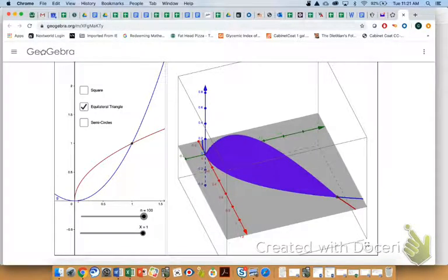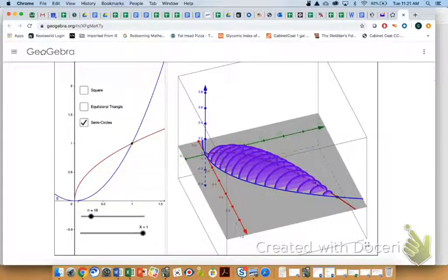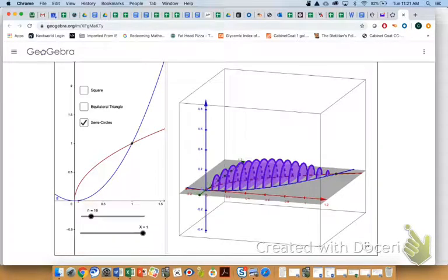Hey, what if we didn't want something with sharp corners? What if we wanted semicircles? What would that look like? Look like this. Can you see all those semicircle cross sections?